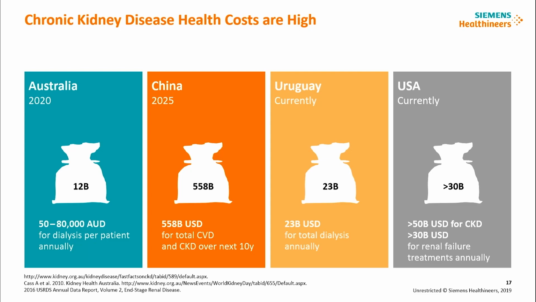And as you can see here, it costs the countries or the governments a lot. In Australia, they found that chronic kidney disease costs them $12 billion US dollars annually. In China, they expect the investment on chronic kidney disease to be 558 billion, in Uruguay 23 billion, and in the US it's more than 30 billion. So this is really a significant investment in chronic kidney disease.